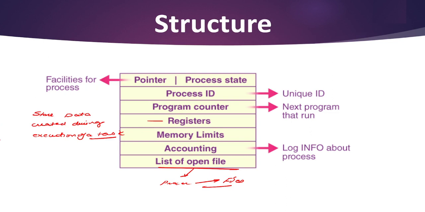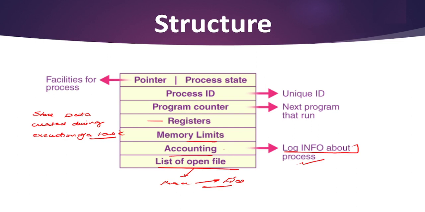Next we have the list of open devices. Okay, the list of open devices we have discussed, right? Next we have accounting. So the role of accounting is to set or use the time limits, account numbers, amount of CPU used, process number, etc. All the parts of PCB accounting information are stored here. For example, log information about the process, right?